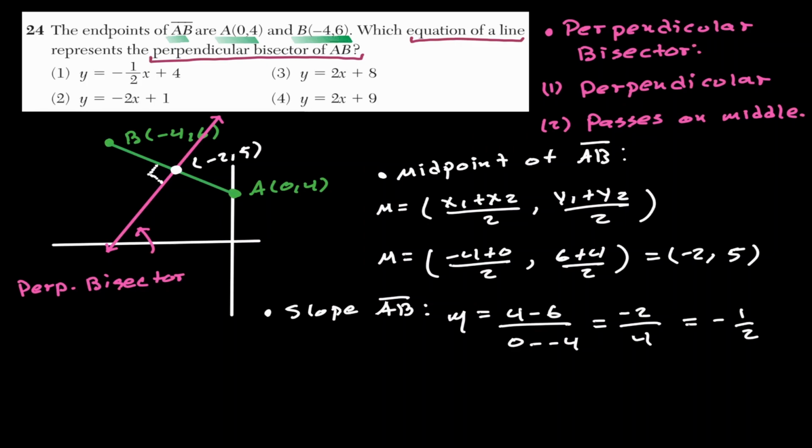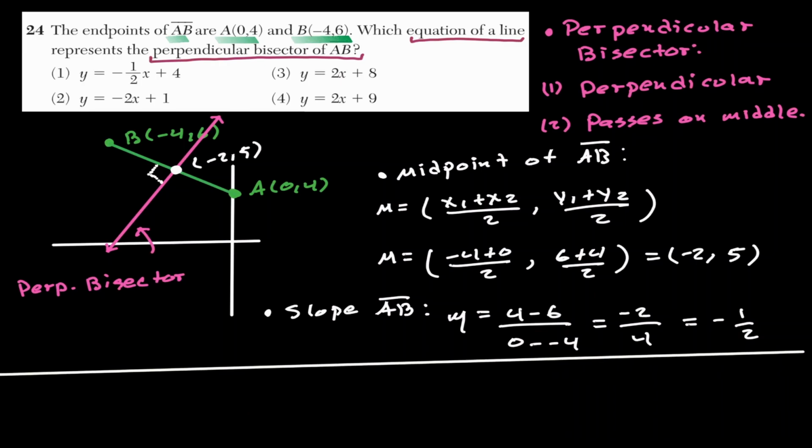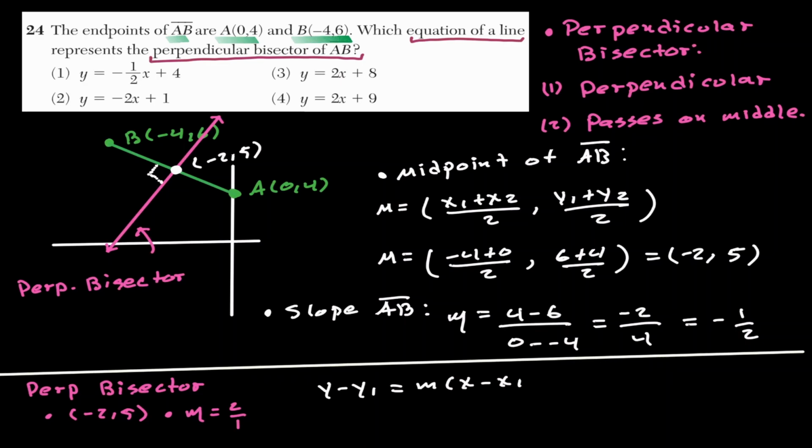So now let's put all this together. The line of the perpendicular bisector must pass through the point (-2, 5). Notice that that is a point on the red line. Also, it must have a slope that is the negative reciprocal of what we found. So if AB has a slope of -1/2, then the negative reciprocal is +2/1. Now let's define the equation of the perpendicular bisector using point-slope form: y minus y1 equals m times x minus x1, where x1 and y1 are a point on our line, and m is the slope of our line.